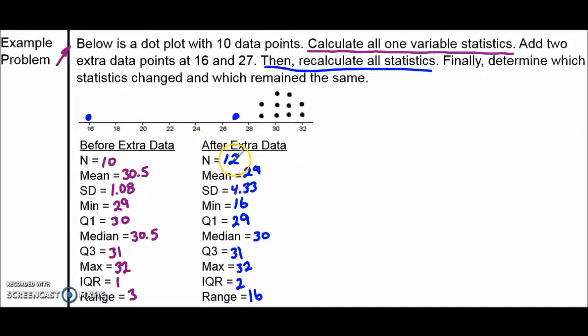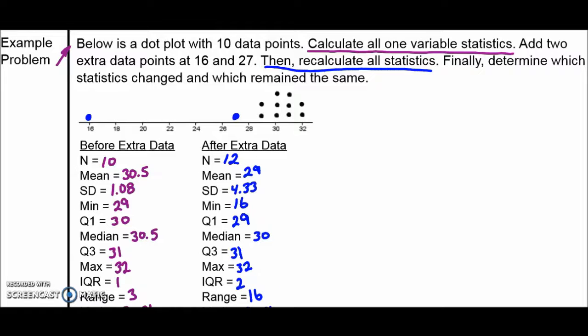And here we are. The number of data points is now 12. The mean changed a little bit to 29. The standard deviation changed a whole bunch to 4.33. The minimum is now 16. The first quartile is 29. The median changed slightly to 30. The third quartile is still 31. The maximum is still 32. The interquartile range, remember that's 31 minus 29, or Q3 minus Q1, increased a little bit to 2. And the range, again the maximum minus the minimum, jumped up to 16.